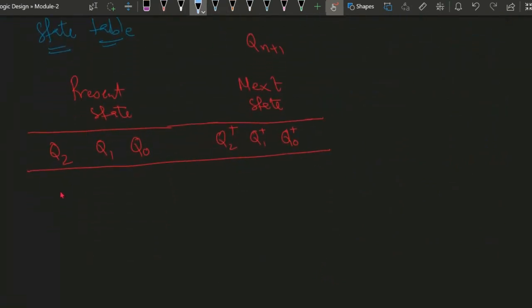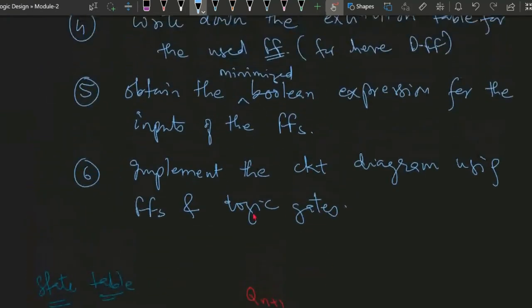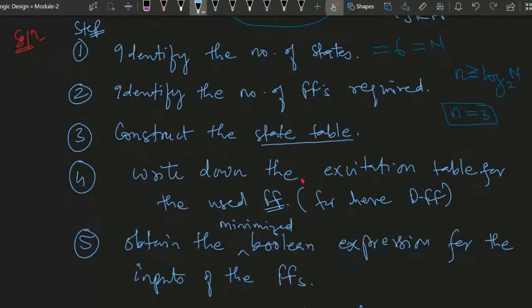So present state, initially it was 0 0 0. Yeah, before constructing this state table, we will be constructing the state diagram also. So here we can write it down: state diagram and state table as well.